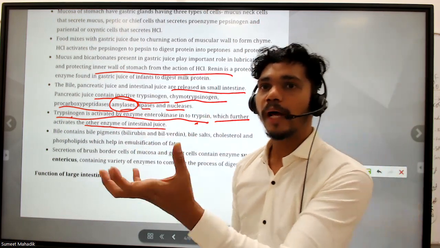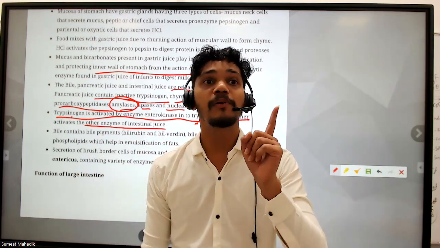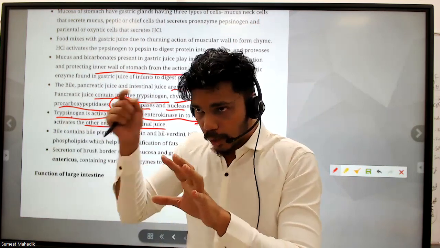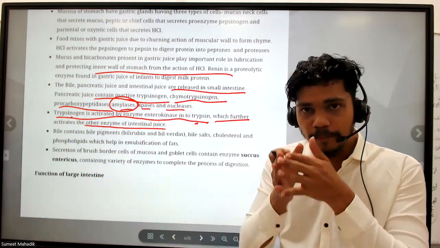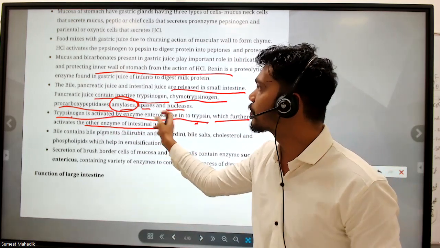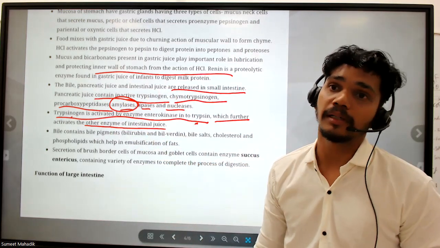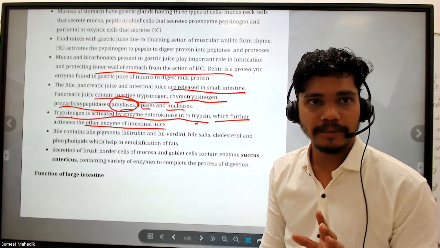Why? Because the environment has to be prepared in such a way that the pH will be 1 to 2 because HCl will be there. When the pH is 1 to 2, trypsinogen gets activated. Once trypsinogen is activated, other enzymes also get activated. So can I say this is a cascade mechanism?